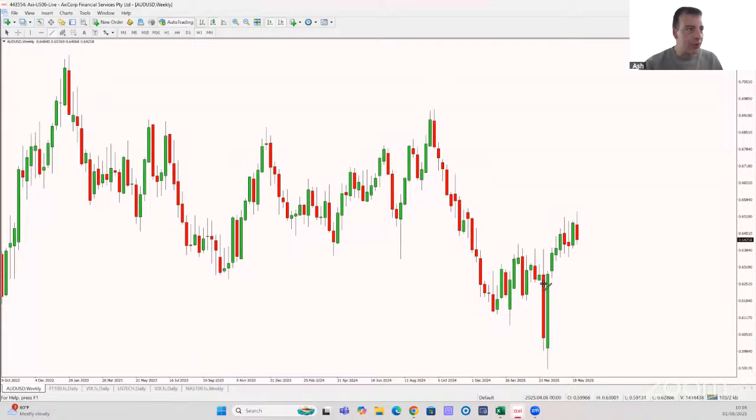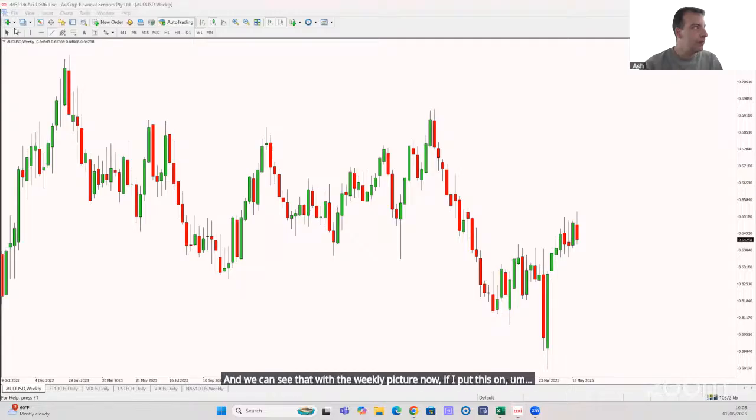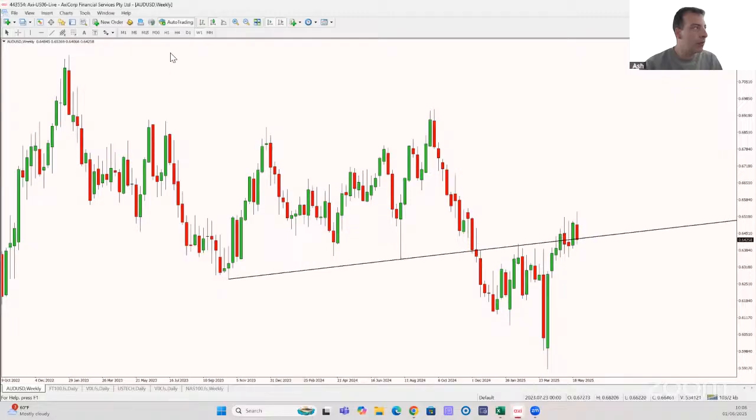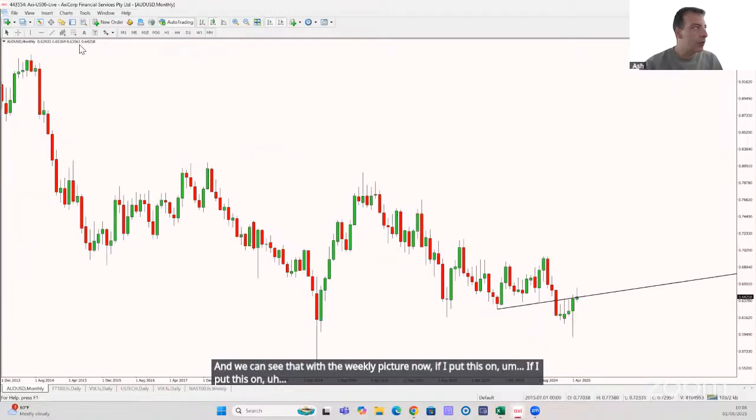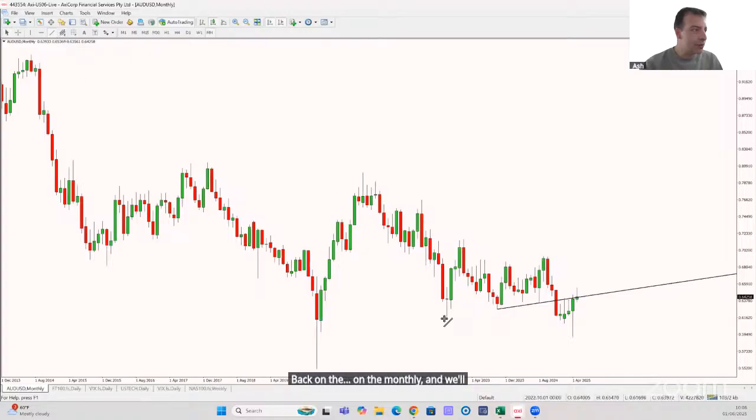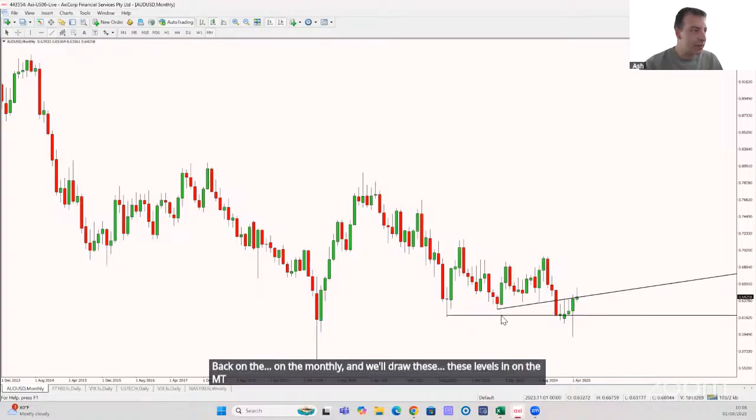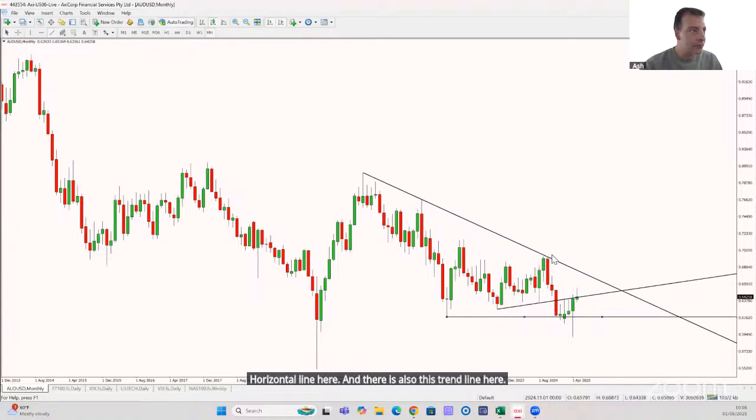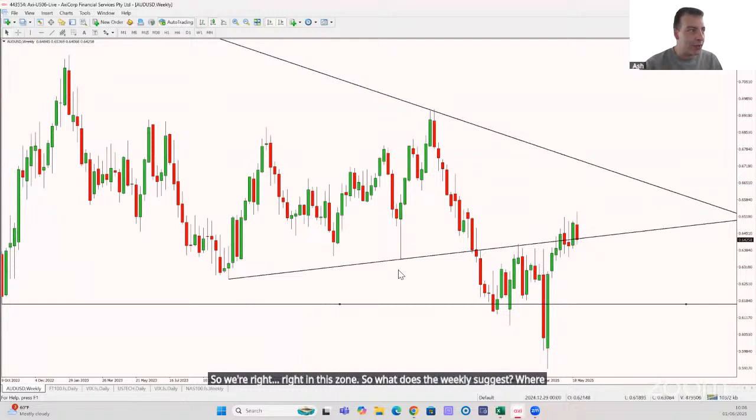And we can see that with the weekly picture now, if I put this back on the monthly, we'll draw these levels in on the MT4 chart instead. So there's a level along there, a horizontal line here, and there is also this trend line here. So we're right in this zone. So what does the weekly suggest? Where does the weekly suggest we are?